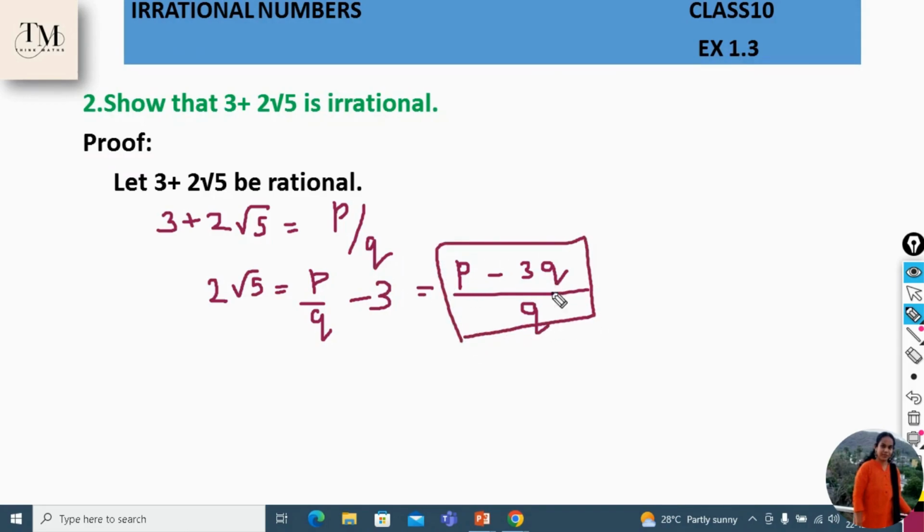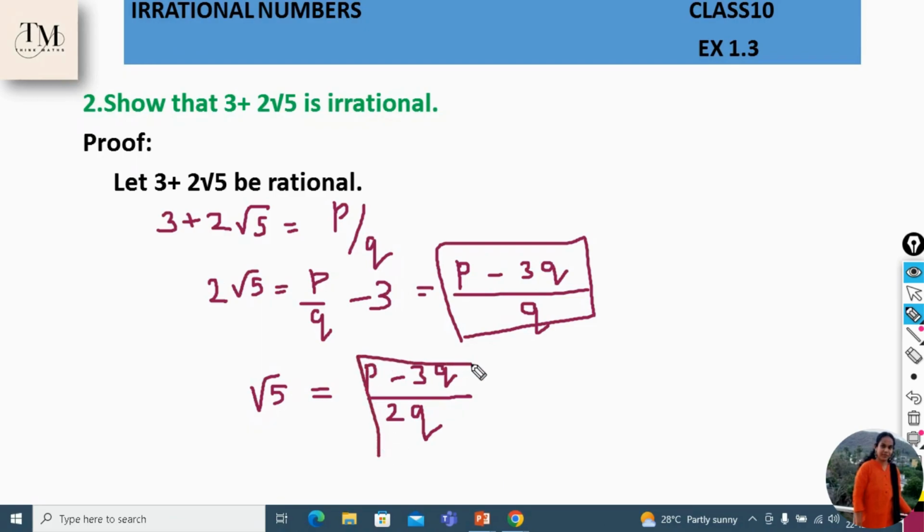So p minus 3q divided by q is a rational number. Also here 2 root 5. Okay, so also we can take 2 outside. So root 5 will be equal to, 2 is in the numerator, so p minus 3q divided by, this 2 will come to the denominator, so p minus 3q divided by 2q.